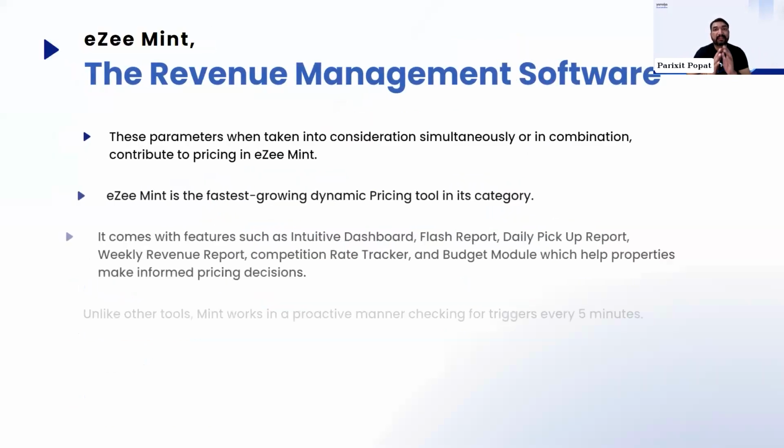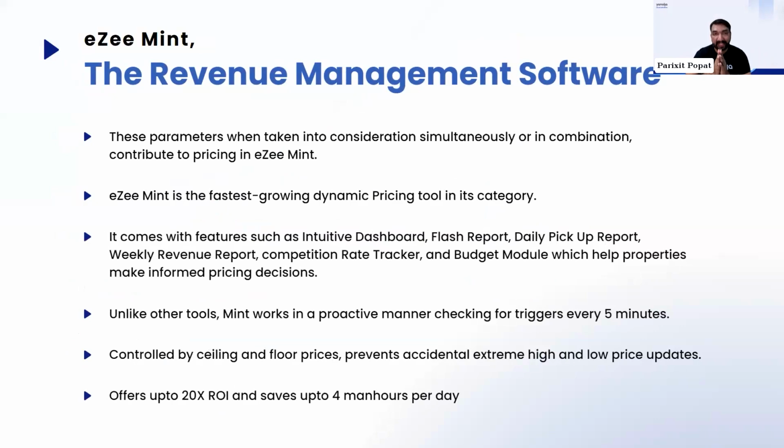Now, let us discuss the software that we have created. Because there are 6 or 7 different ways to do pricing, it can be confusing, right? Do I consider occupancy? Do I consider day of week? Do I consider month in a year? Do I consider lead time? Do I consider last minute inventory? How do I do pricing? The answer is very simple: EasyMint. It is a software that works on a combination of all these tools and all these parameters.